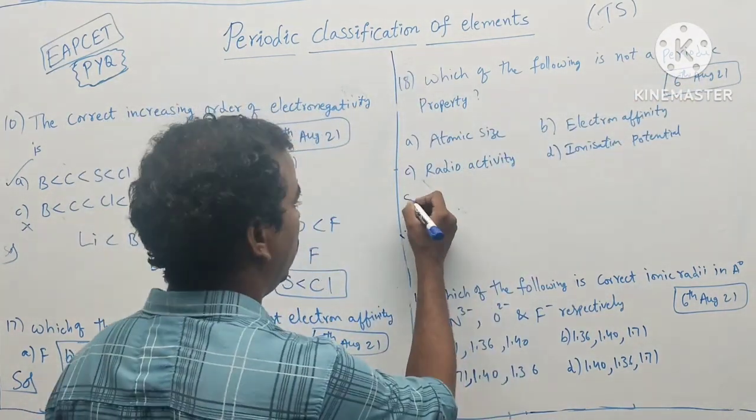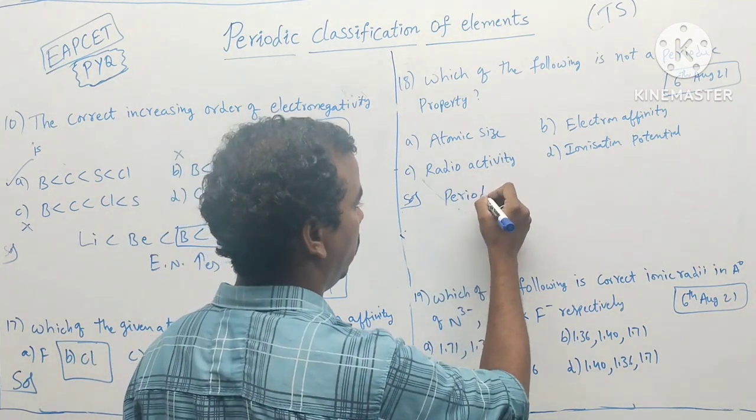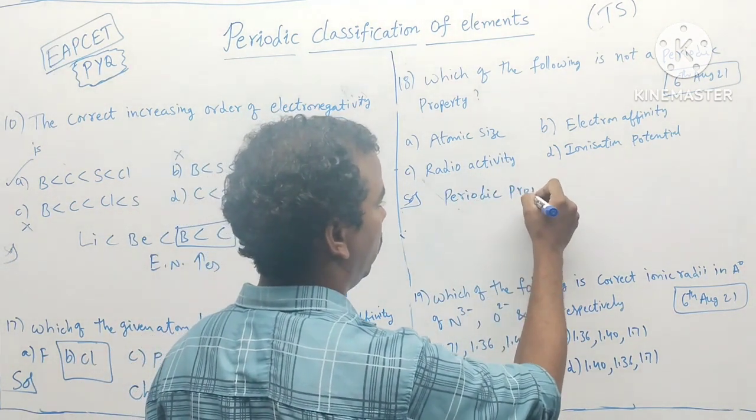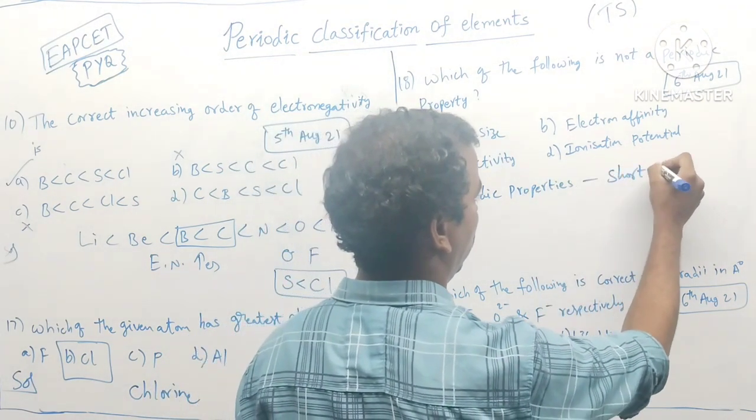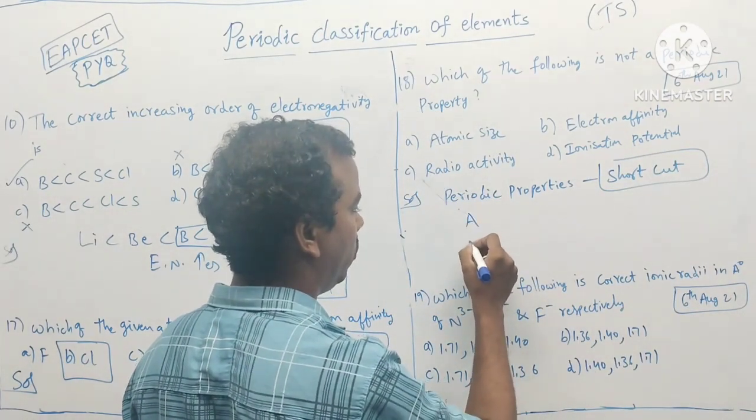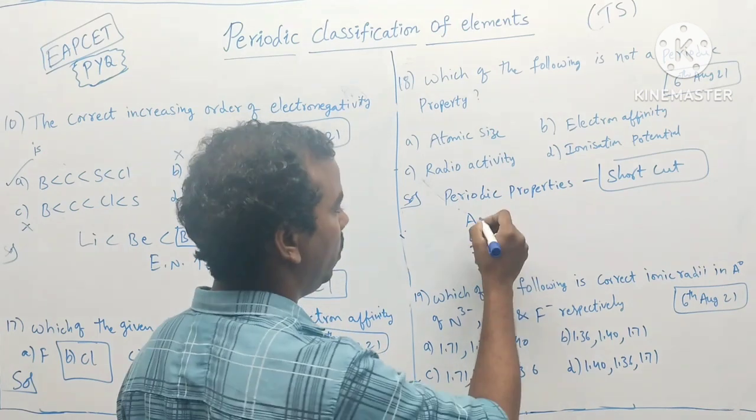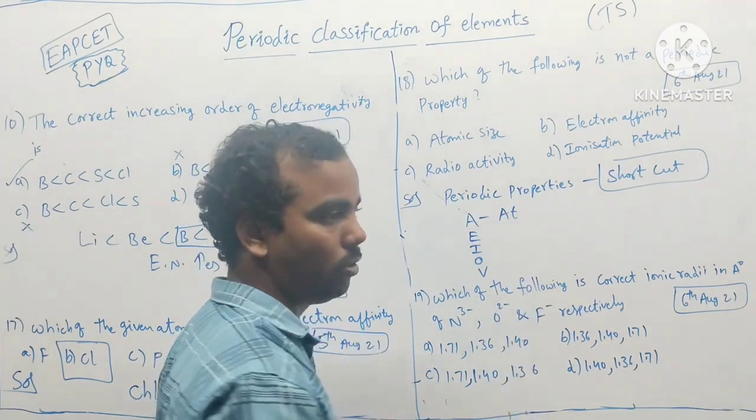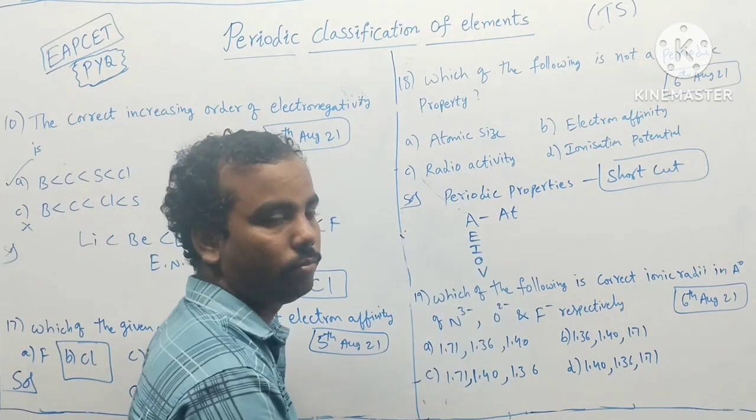Next one, which of the following is not a periodic property? We know the periodic properties, there is a shortcut. What is that shortcut? A, E, I, O, V. A, E, I, O, you know, the vowels. A, E, I, O, U. Like that, A, E, I, O, V.